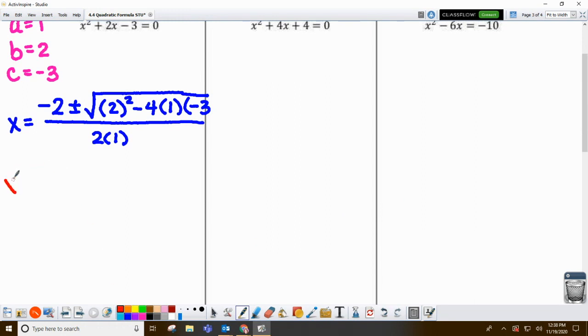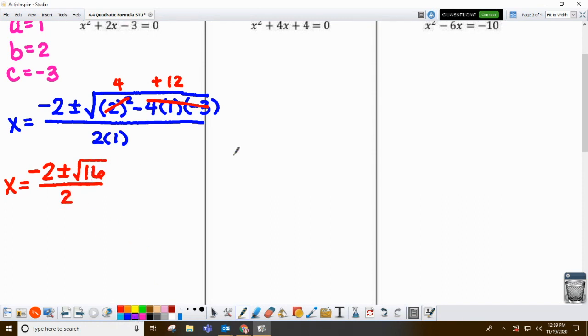Again, we clean all of that up, starting with what's under the square root. So 2 plus and minus. Okay, I know the square root of 2 is 4, and I know negative 4 times 1 times negative 3 should end up being positive 12. So what's left under the root is the square root of 4 plus 12, which is 16, all over 2.